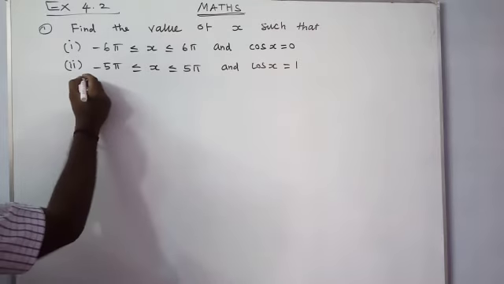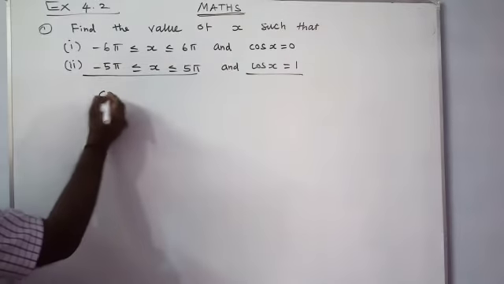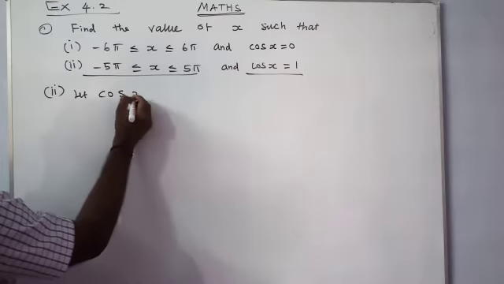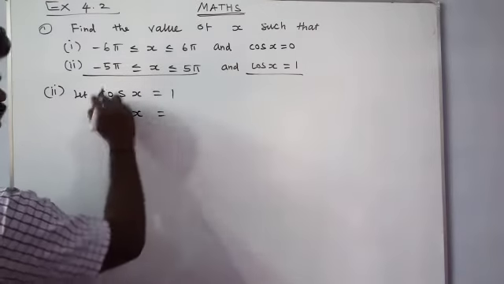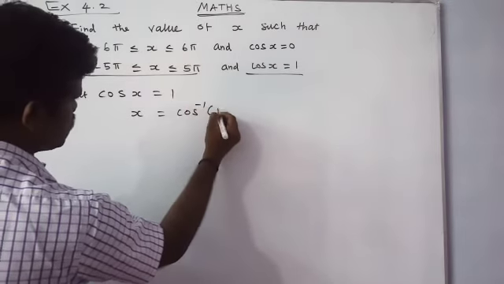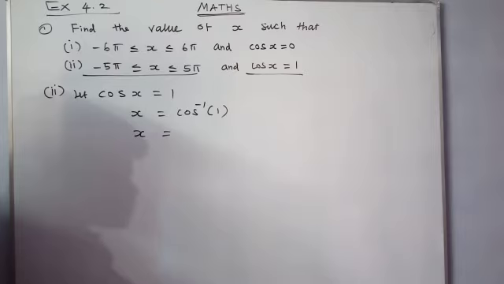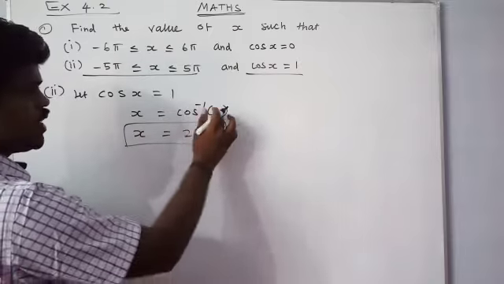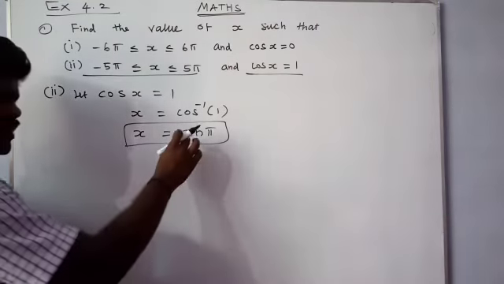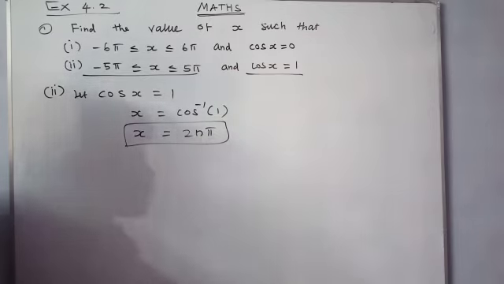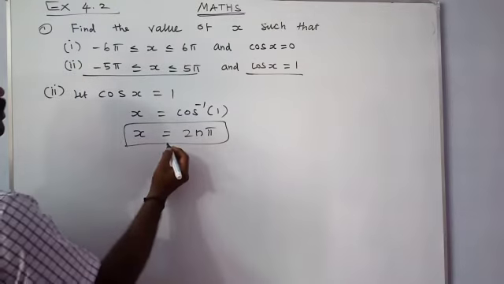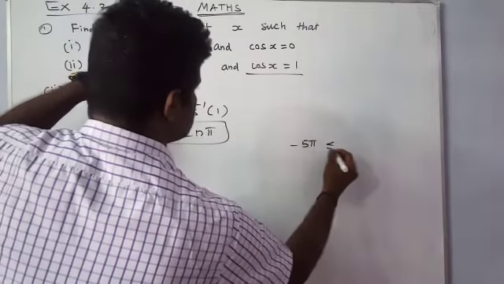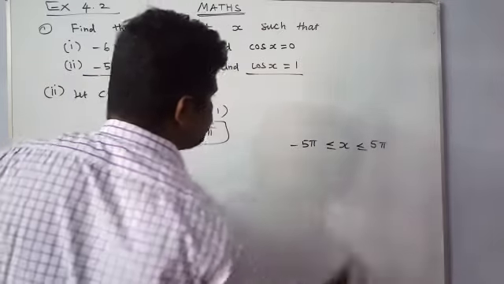The second question is this. Let cos x is equal to 1, and x is equal to cos inverse of 1. The general form of cos inverse of 1 is 2n pi. Refer to the general form, x is equal to 2n pi. Now we want to check the values that lie between minus 5 pi less than or equal to x less than or equal to plus 5 pi.